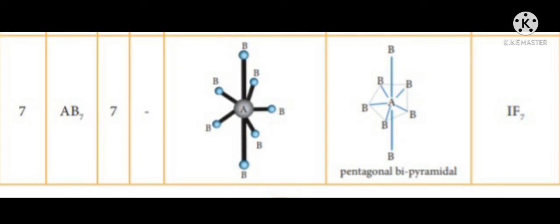Finally, we will discuss number of electron pairs equal to 7. Here, the molecule with formula AB7. It contains 7 bond pair electrons and there should be no lone pair electron. It contains 7 AB bonds. The shape of AB7 molecule is pentagonal bipyramidal. The molecular geometry is shown here. IF7 is an example for AB7 molecule.